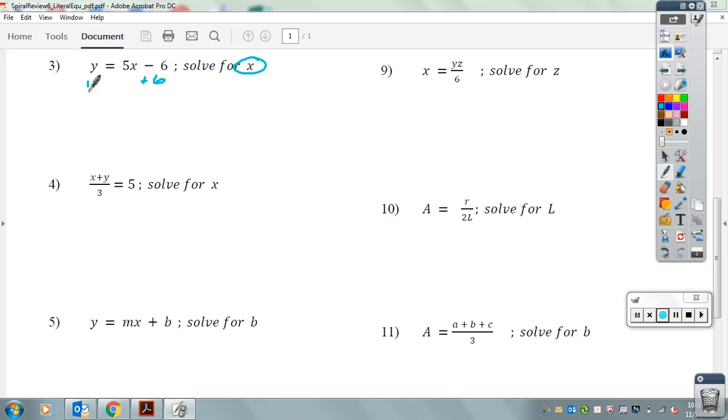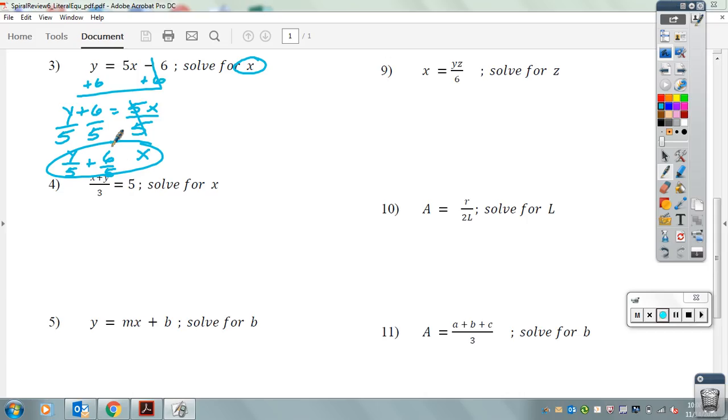So first I'll add 6, and I'll add 6. Now y plus 6 equals 5x. Now my term has been separated. Now that my term is separated, I'll do the multiplication. I divide by 5. I divide every term by 5. Let's get in the habit of dividing every term by 5. It's y divided by 5 plus 6 over 5.